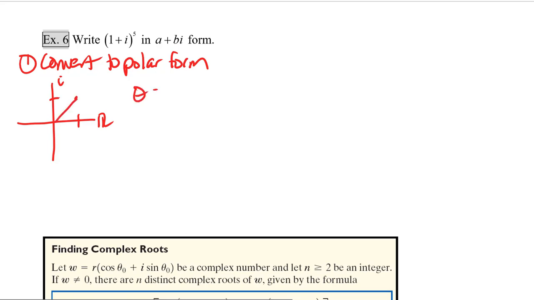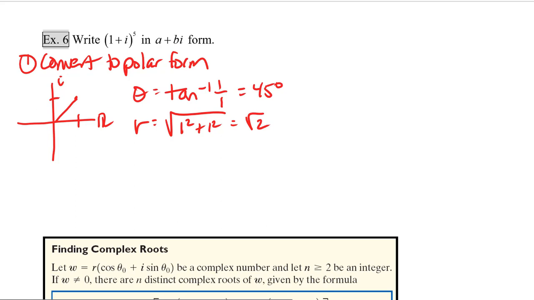My theta is equal to the inverse tangent of 1/1, which is going to be 45 degrees. I'm using degrees because it's a lot easier to use DeMoivre's theorem in degrees than in radians. And my r is equal to the square root of 1 squared plus 1 squared, which is going to be equal to the square root of 2. So I'm actually trying to find (square root of 2 cis 45 degrees) raised to the 5th power.